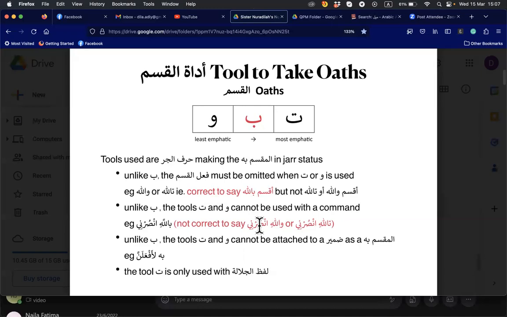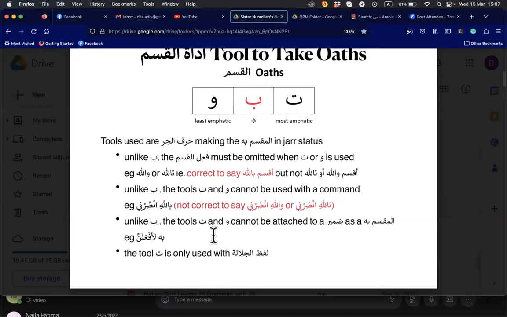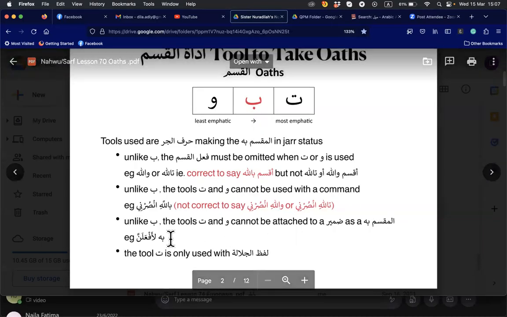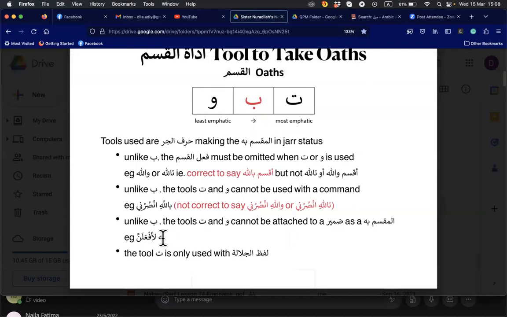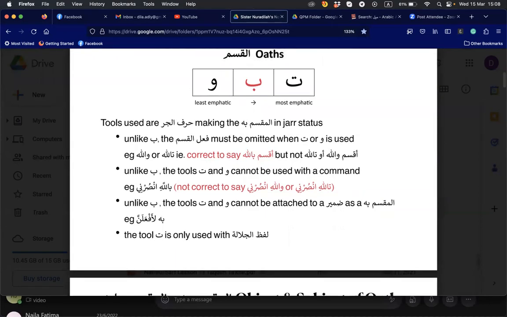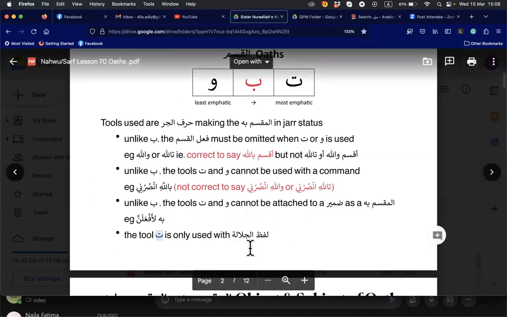And the third one, unlike ba, the tools ta and waw cannot be attached to a damir as a muqsam bih. For example, you can say bihi. So bihi, instead of billah, bihi. The he is still going back to Allah. So you can use this, but with ta or with waw, you cannot use the damir. And of course, this is the first thing we know when we learn huruf al-jarr. The tool ta can only be used with lafzul jalalah, right? Only tallahi, no other things. Is this part clear, inshallah?